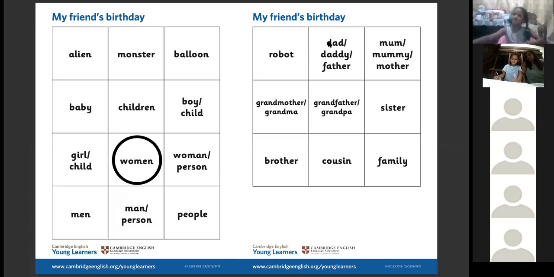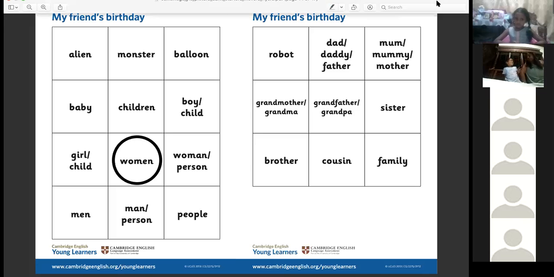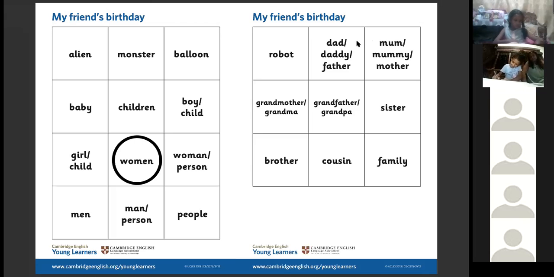1, 2, 3, 4, 5, 6, 7, 8. Study from woman until dad, eight words, for the dictation. Got it? From here. Okay, from woman to dad, altogether eight words. Woman to dad, dictation next week.